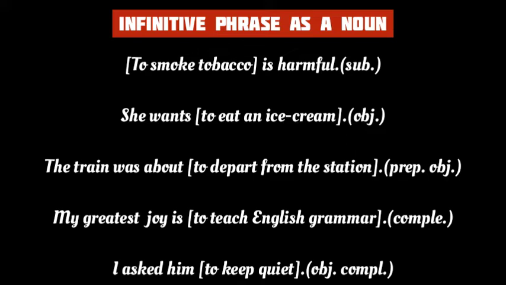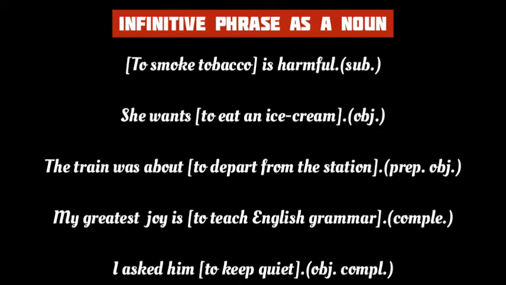In the sentence, "my greatest joy is to teach English grammar," "to teach English grammar" is an infinitive phrase. It consists of the infinitive "to teach" and its object "English grammar." We see here that this infinitive phrase is the complement of the verb "is." It's defining the subject of the sentence, "my greatest joy." Hence, it's used as the subject complement and doing the work of a noun in this sentence.